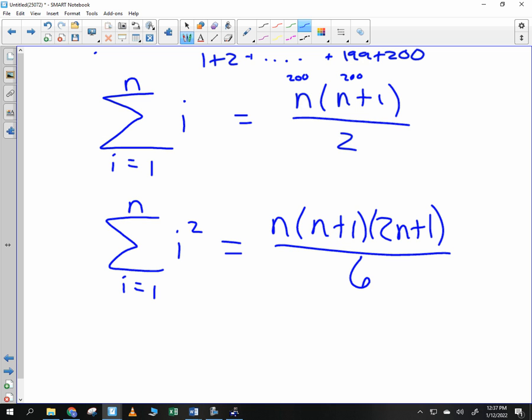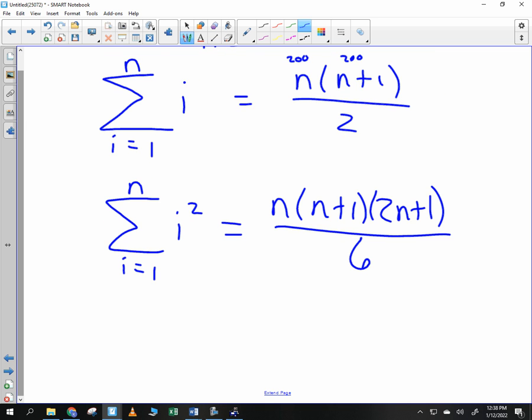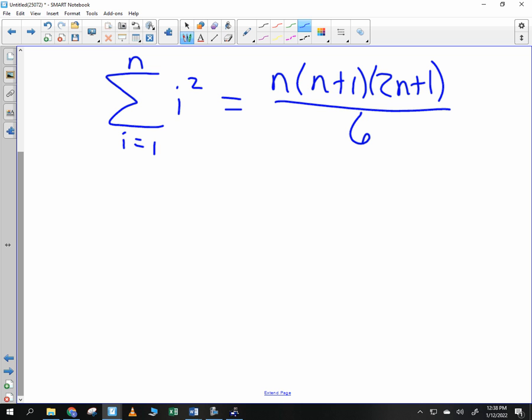And if you're asking why, my response to you is we proved it last year. Like, we used mathematical induction to show that that equation is true. There's no question. I'm going to show you two more. These are formulas you're going to need to reference. You need to be able to see them as we do our work later on today.